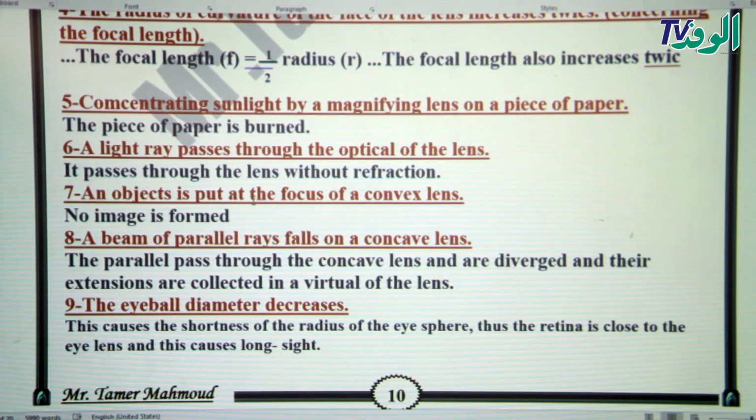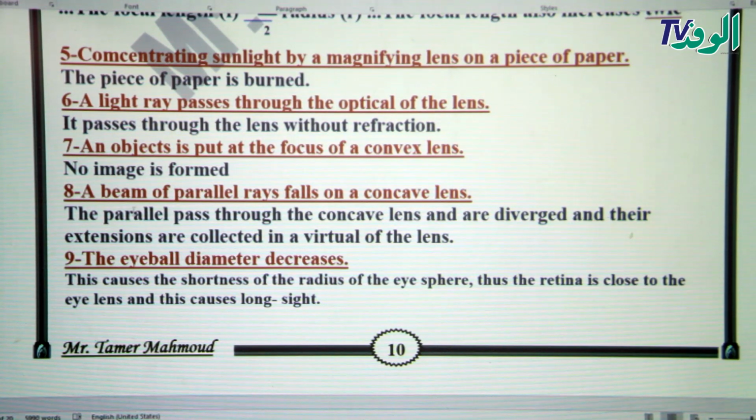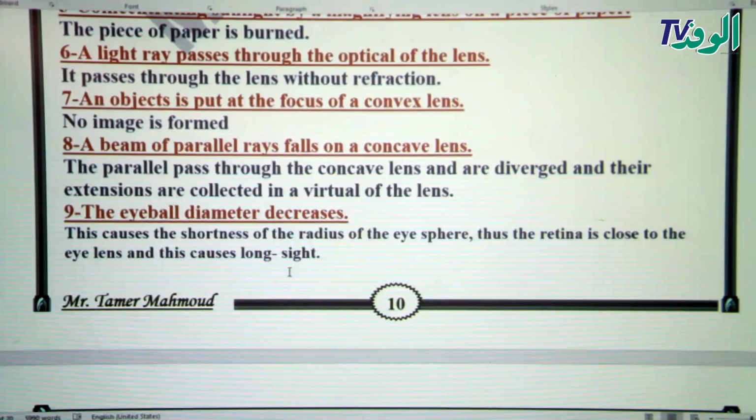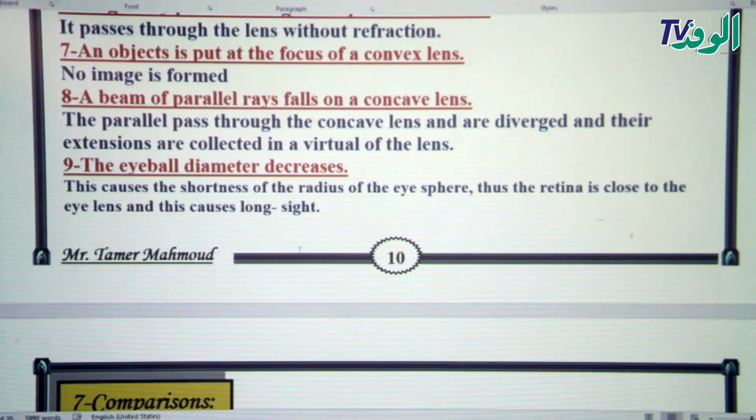Number seven, an object is put at the focus of the convex lens. Of course, there is no image formed. Number 8, a beam of parallel rays falls on a concave lens. The rays pass through the concave lens and are diverged, and their extensions are collected in the virtual focus of the lens.